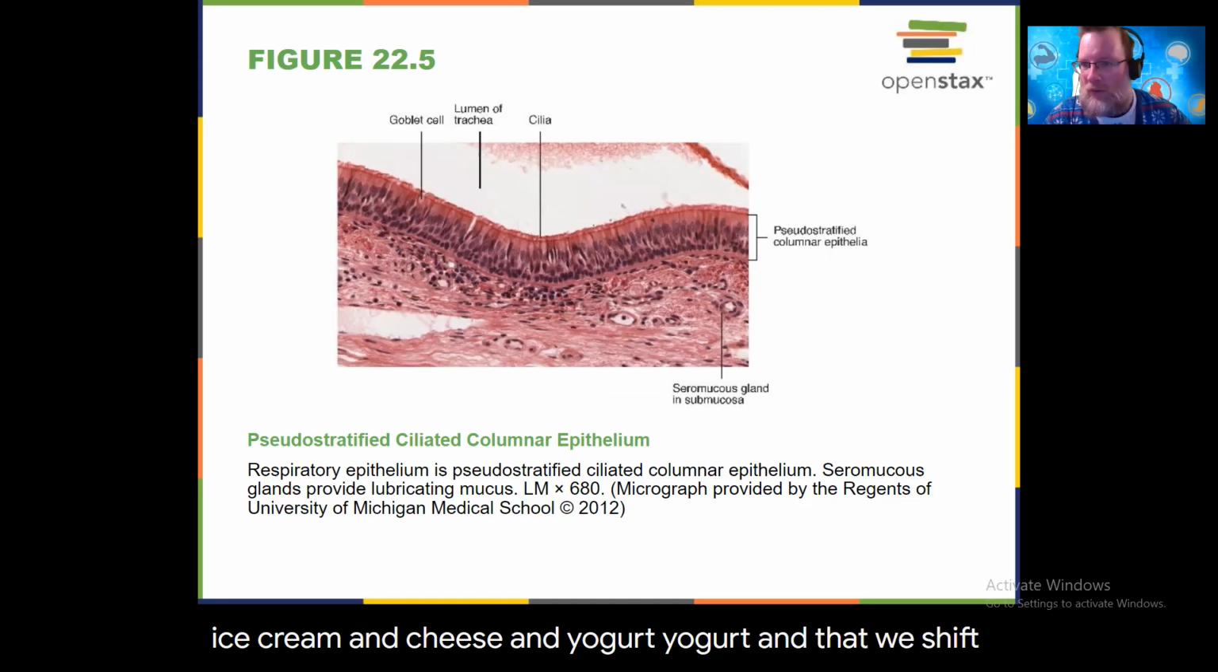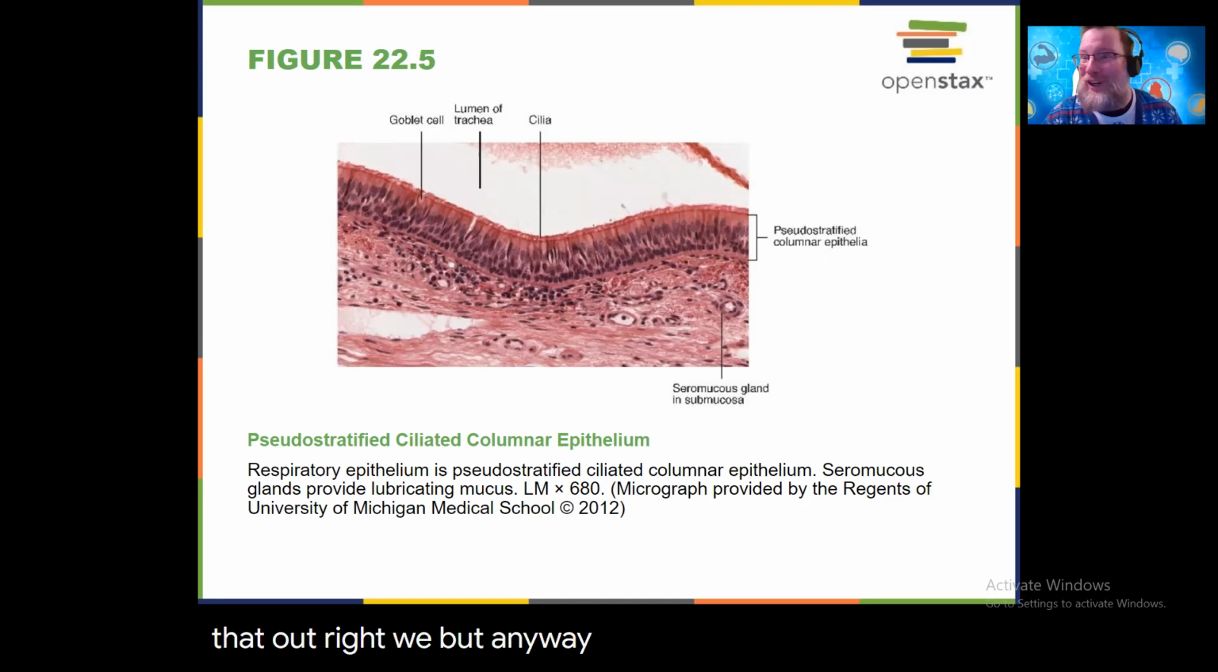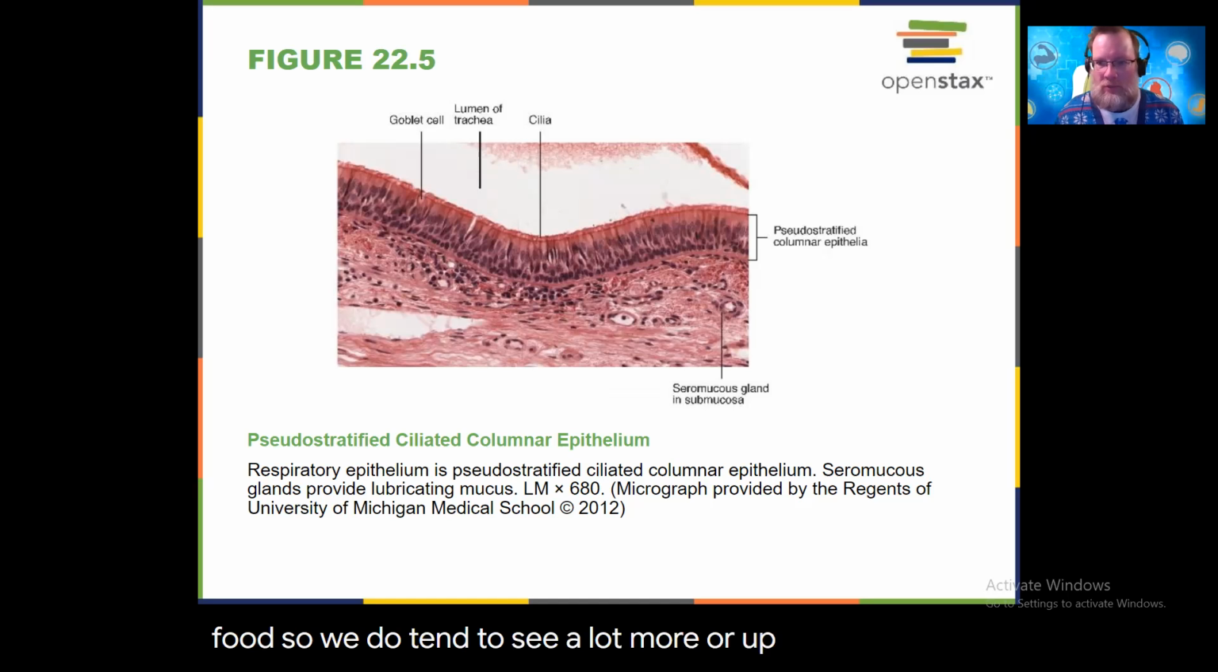We ship that out, right? But anyway, yeah, butter, cheese, yummy. Ooh, bring it on, right? Plenty of milk. So those are all very mucusy foods. So we do tend to see a lot more chronic upper respiratory issues. We have dramatic seasonal changes as well.